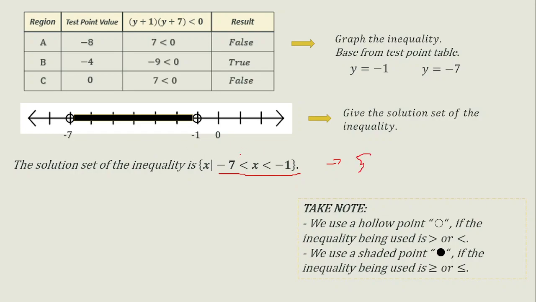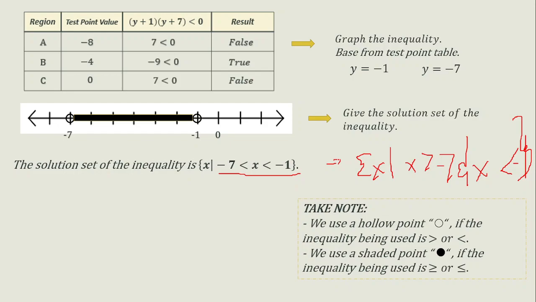So, magiging x such that x is greater than negative 7 and x is lesser than negative 1. So, yung gagamitin nyo, class, na word, unlike nung sa first kanina, or yung ginamit. It means any of the condition yung pwedeng ma-meet.